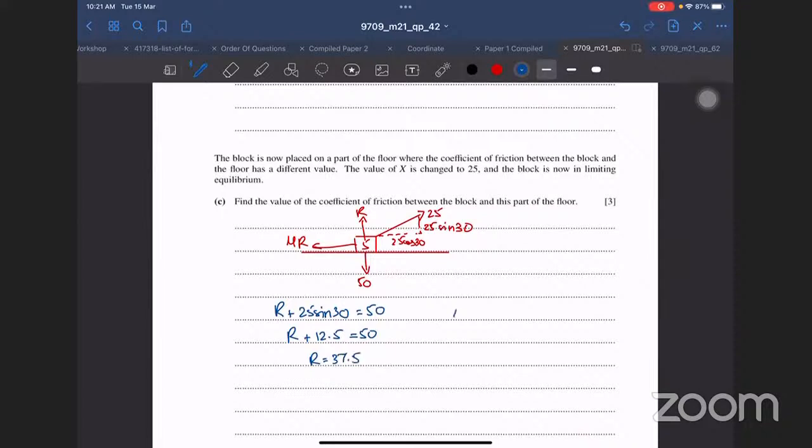For the horizontal, I have mu R equals 25 cos 30. Mu is what is required in the question. So mu comes out to be 0.577.